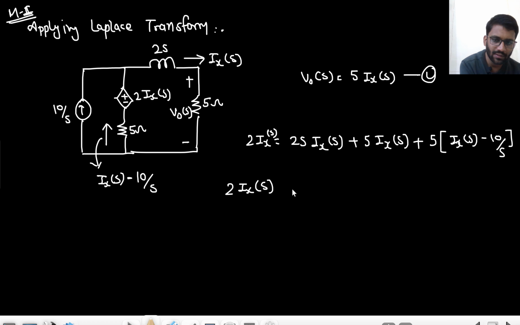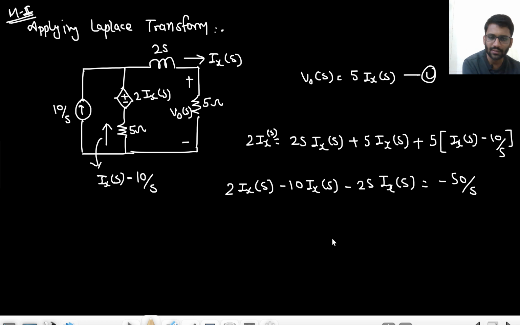2Ix of S is there. From here we will get minus 10 Ix of S. From here we will get 2s Ix of S. Here we will get minus 50 by S. 8, 8 and 2s. So 2 here, 4 plus S.